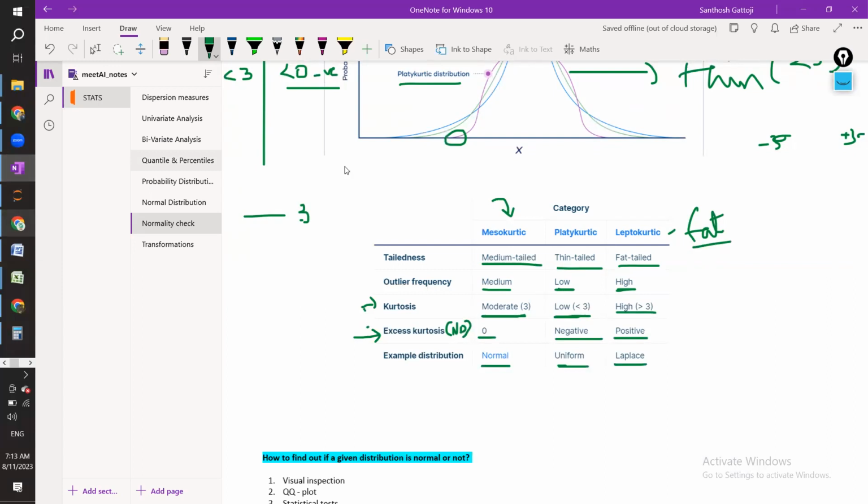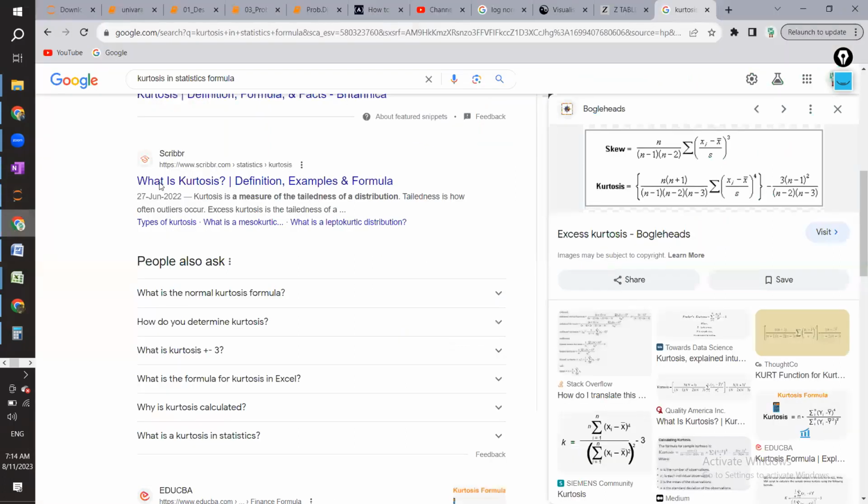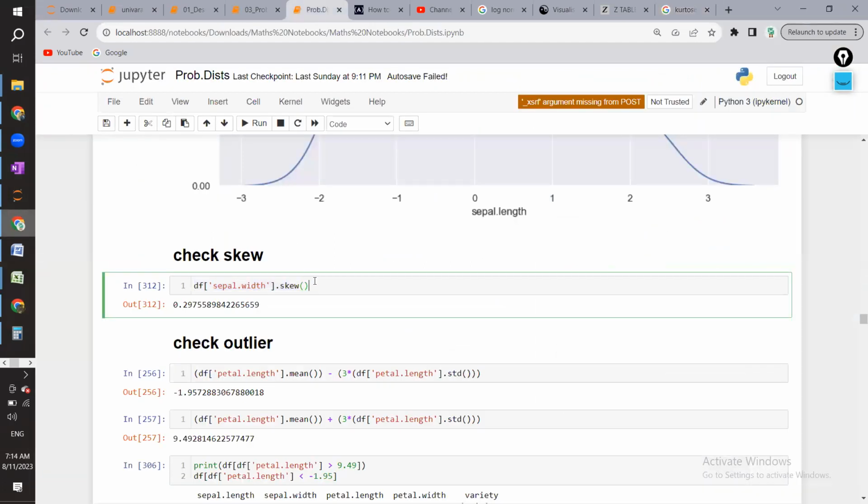Is it clear, Sirisha? Okay, fine. So now if you go to the example, okay, if you go to the example, yeah, we'll see.